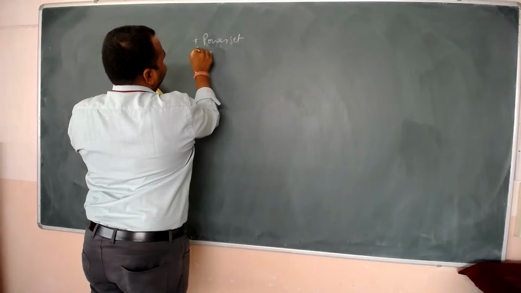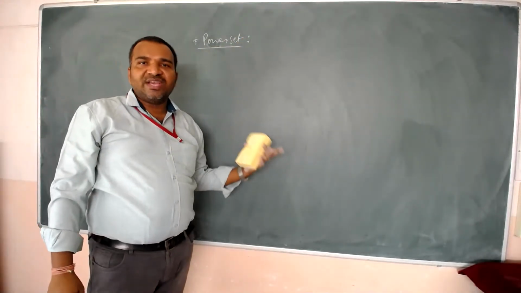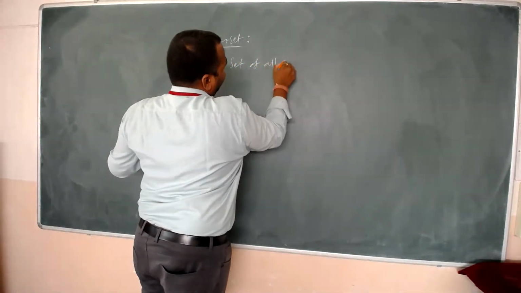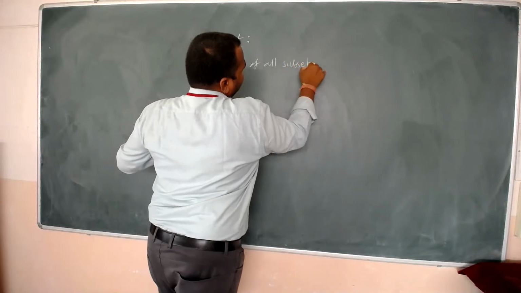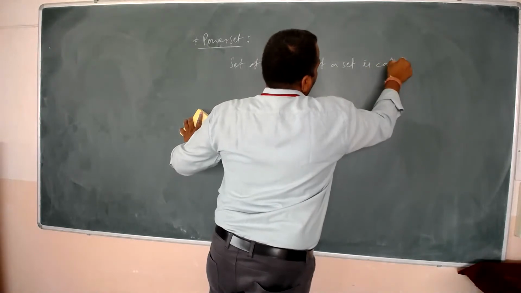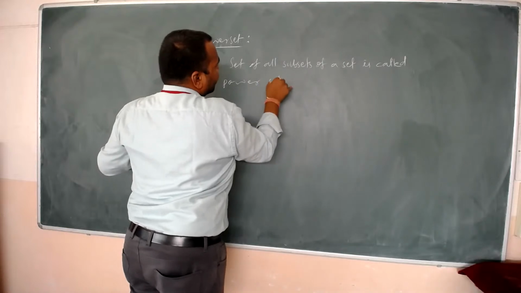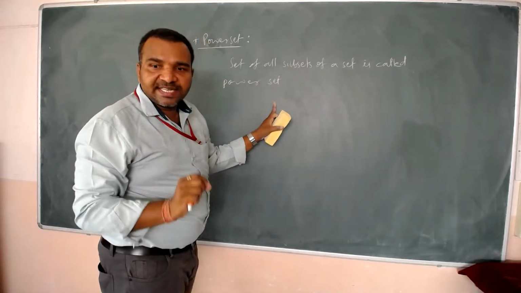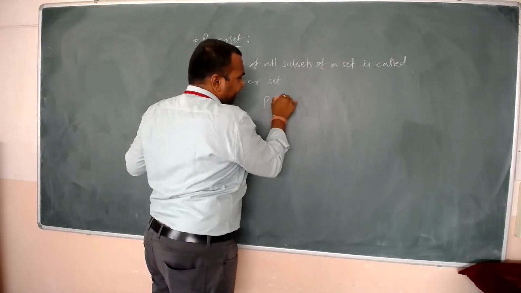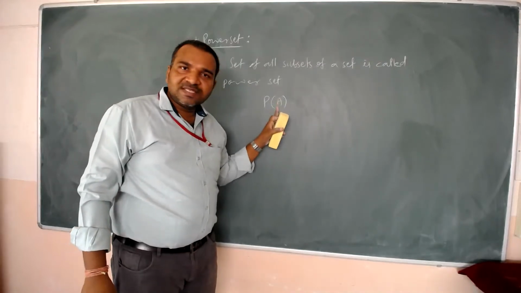Next, most important concept now. Power set. Set of all subsets of a set is called power set. In general, the power set of a set is denoted by P of A. P of A means the power set of set A.